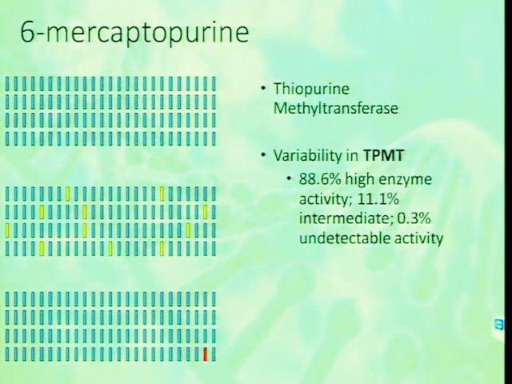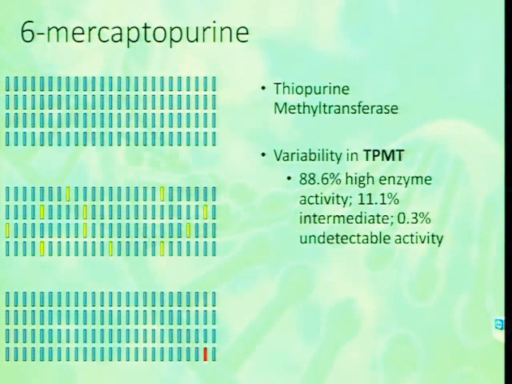So 6-mercaptopurine is the drug commonly used in treating acute lymphoblastic leukemia. Now if you give 100 patients this particular drug, there is an enzyme in our body, thiopurine methyltransferase, which metabolizes it. Out of these, 88% of the patients have normal enzyme activity; the disease will get cured or treated, and they will not have a relapse of the disease.